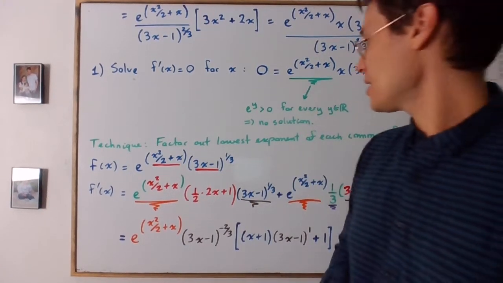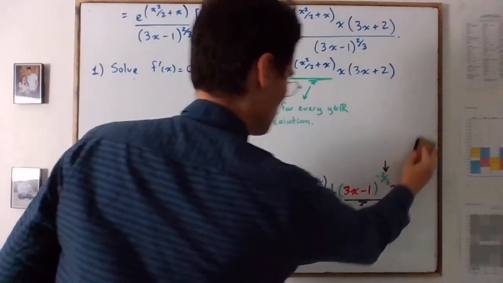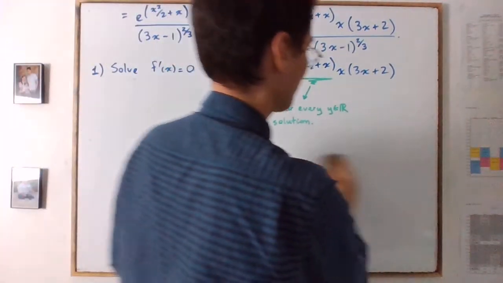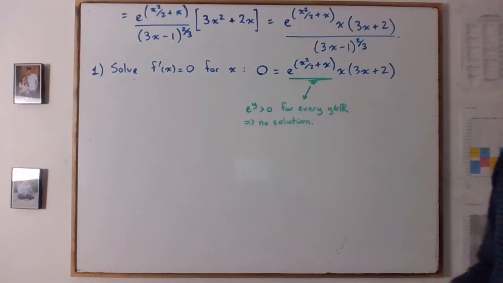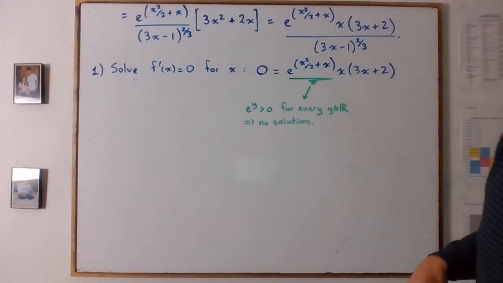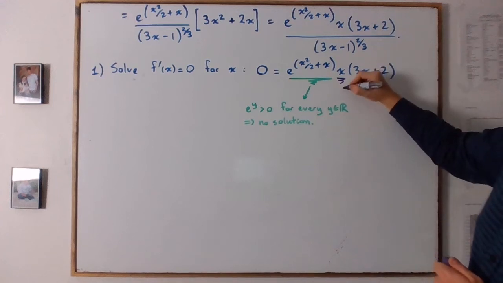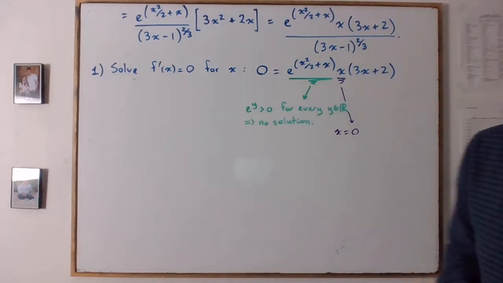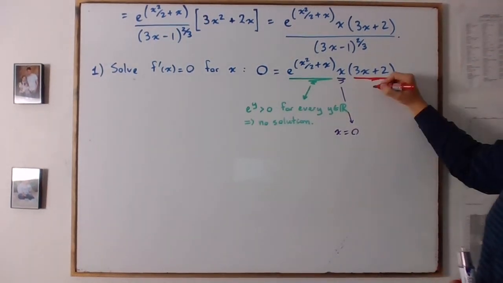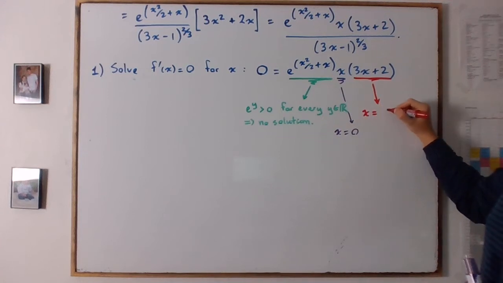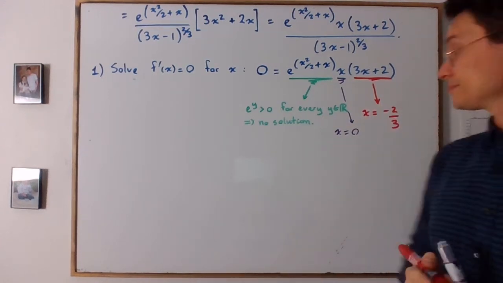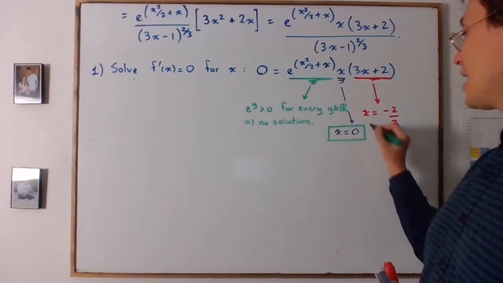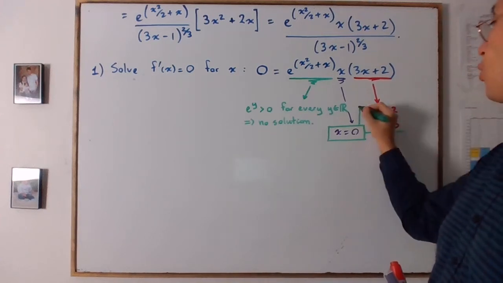And actually, let's erase this. It might get in the way. Okay, but you have two solutions that are coming from here. So from this factor, as you can see, x could be 0. And finally, from this factor, you have that x could be equal to -2/3. So in other words, you've got your answer for number 1: x equals 0 and x equals -2/3.